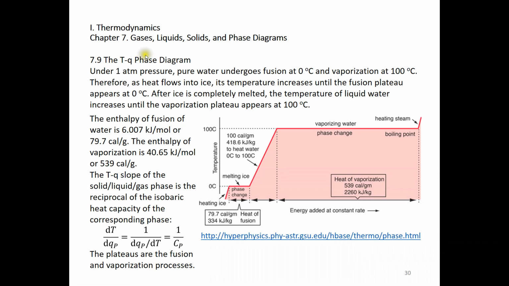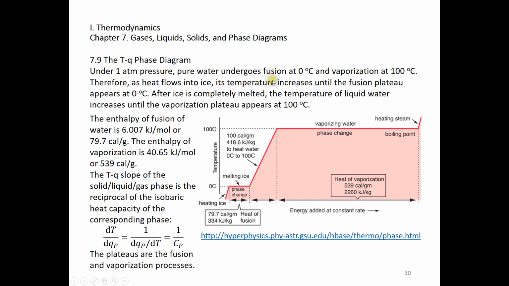Chapter 7: Gases, Liquids, Solids, and Phase Diagrams. Section 7.9: The TQ phase diagram. The TQ phase diagram is the temperature-heat phase diagram. Now let's look at one example of water under 1 atm pressure.